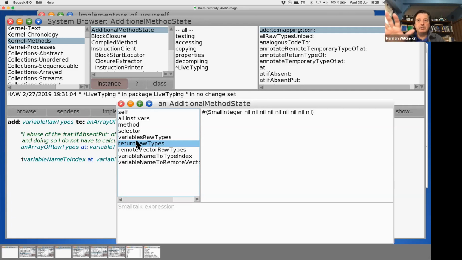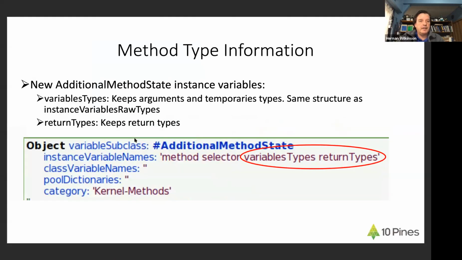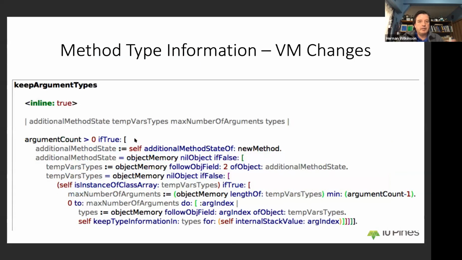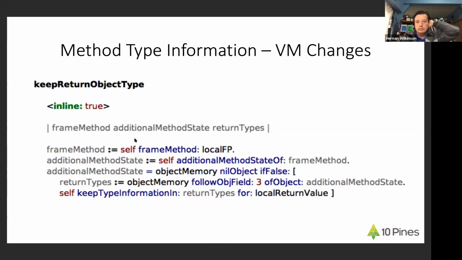It's very simple, and I decided to use array because it's a very well-known object for the VM. It's very easy to use. And the changes I made to the VM are very, very simple. It's just a couple of methods that take care of looking for the right array and then putting the information in the right place. No more than that.